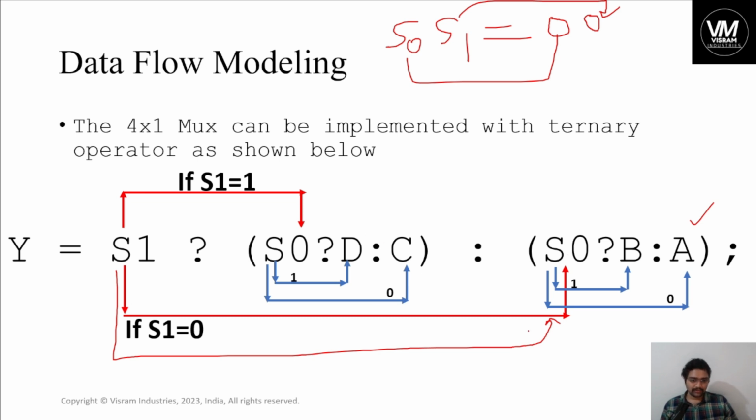Now come to S0. Internally S0 should also decide. What is S0? S0 is equal to 0. Here S0 is equal to 0, right? Now we have 0 and 0. What is chosen? A is selected. That is how the multiplexer works. Now, if it is a multiplexer, you have two selection inputs, S0 and S1. It is A, B, C and D. I'll write B, C and D.